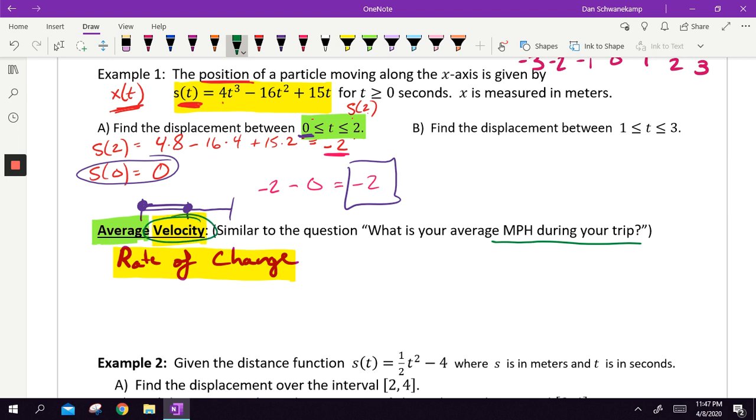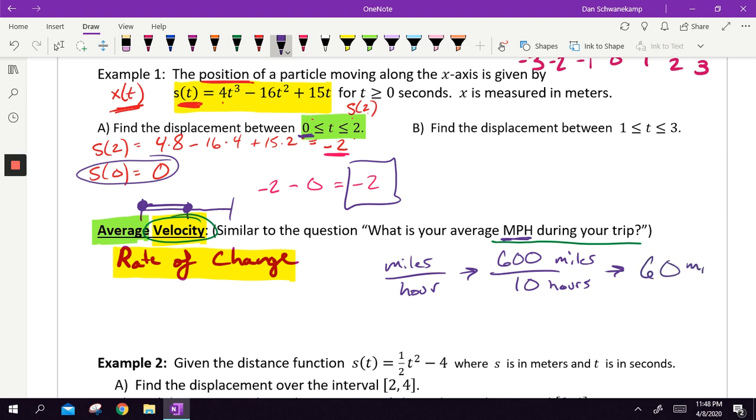What was your average velocity during your trip? What would you need to know? Well, to find your average velocity during the trip, your miles per hour, you would need to know how many miles did you travel and how many hours did you go. So for example, I traveled 600 miles and I did it in 10 hours. Well, then what was my average velocity? My average velocity was 60 miles per hour. That's a rate of change.